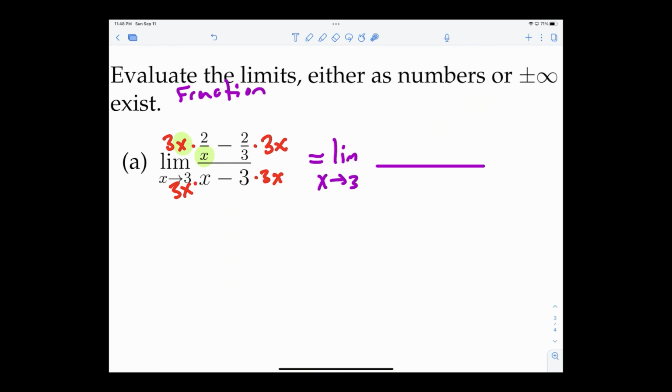So you're going to be left with the 3 and the 2, which is 6. Over here, the 3 will cancel with the 3, and will leave you with the 2 and the x. So minus 2 times x. In the denominator, we've got 3 times x, which is 3x squared. And then we have 3 times x, which is 9x. So minus 9x. Like that.